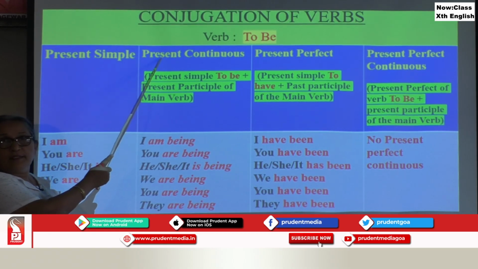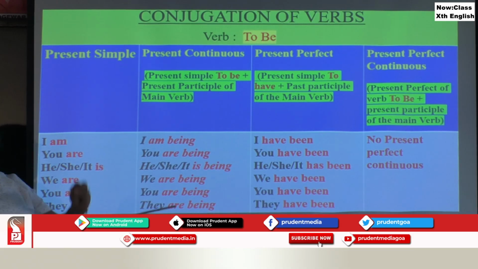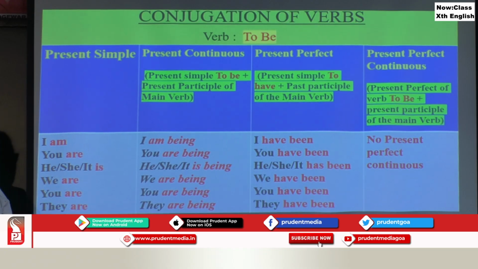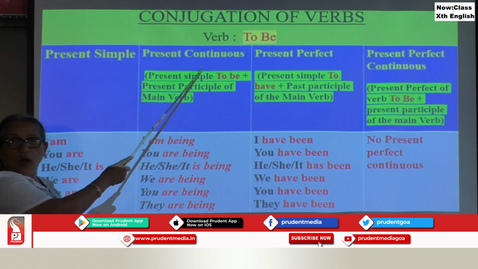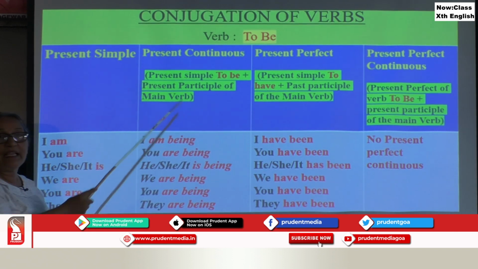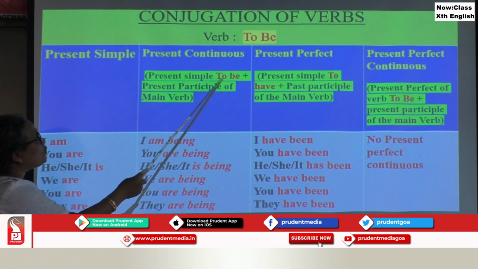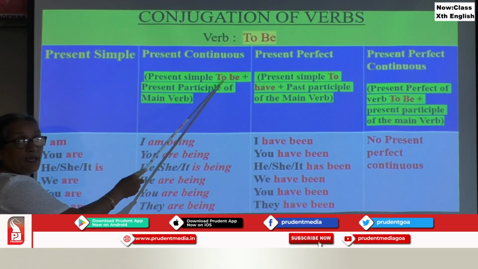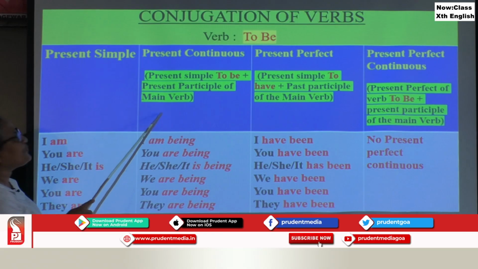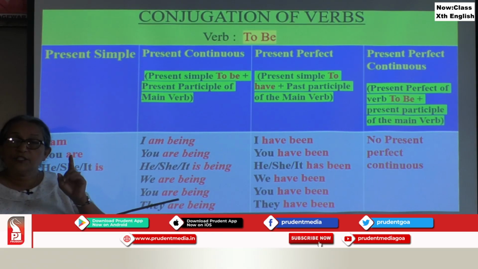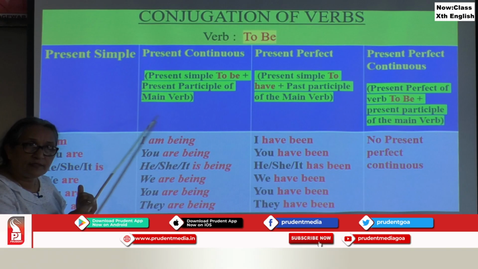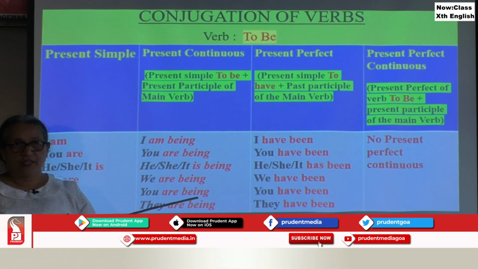What is the formula for present continuous? The word continuous tells you that the action is progressive. To change the form of the verb in present continuous, we need the help of a helping verb. That is to be. So, present simple of verb to be plus present participle of the main verb. Now, we've learned the 4 principal parts of the verb. Present participle is what? The ing form of the verb.